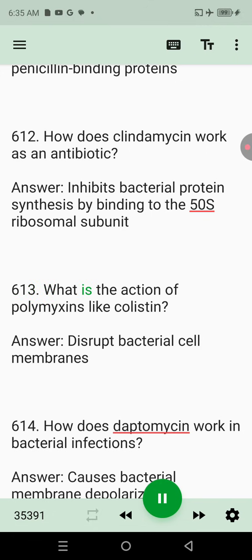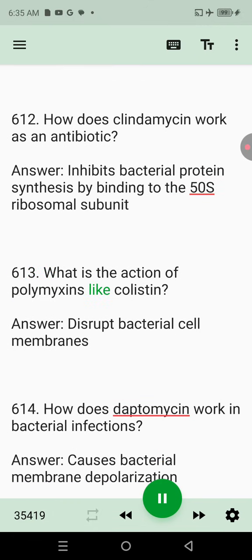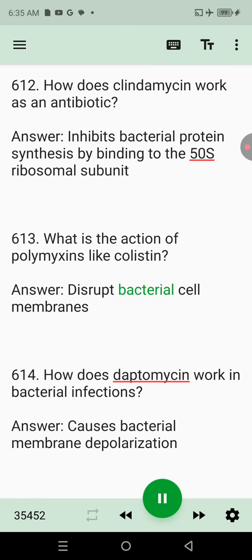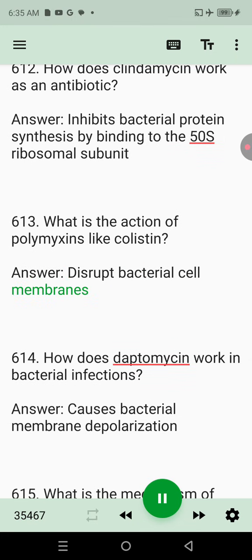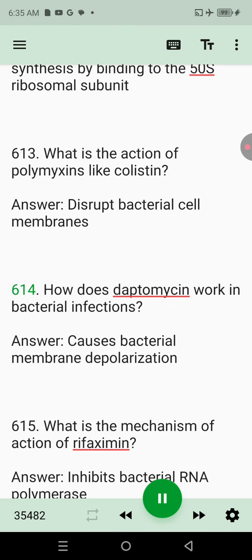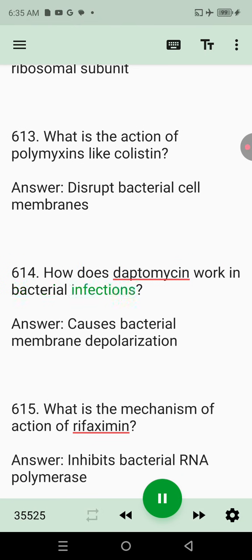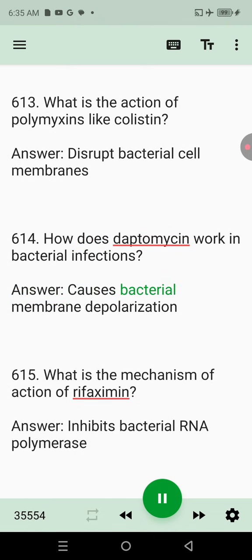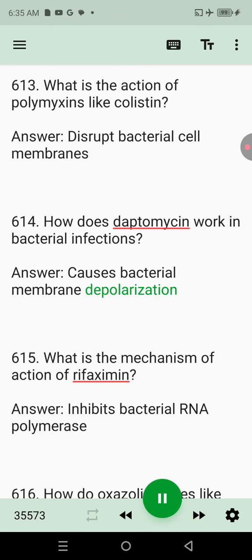613. What is the action of polymyxins like colistin? Answer. Disrupt bacterial cell membranes. 614. How does daptomycin work in bacterial infections? Answer. Causes bacterial membrane depolarization.